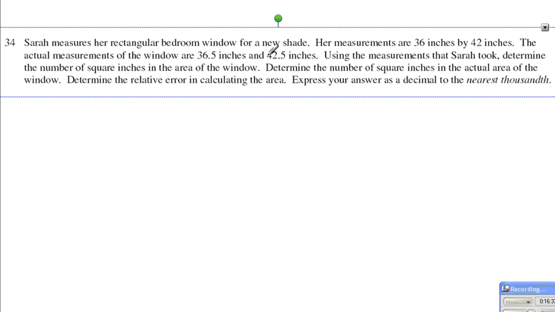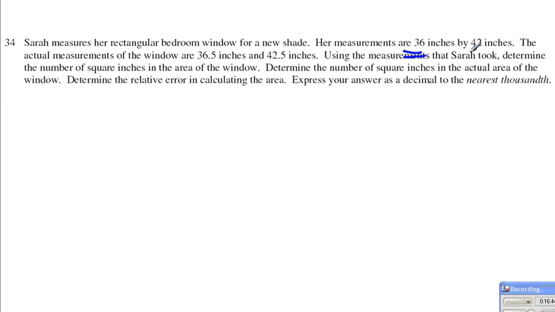All right, a few more things left. Sarah measures a rectangular bedroom window for new shades. Her measurements are 36 and 42. Now the actual measurements are these, a little bit off. How are we going to figure this out? First, determine the number of square inches in the area of the window. We need to determine the area of the window, the number of square inches in the actual area of the window.